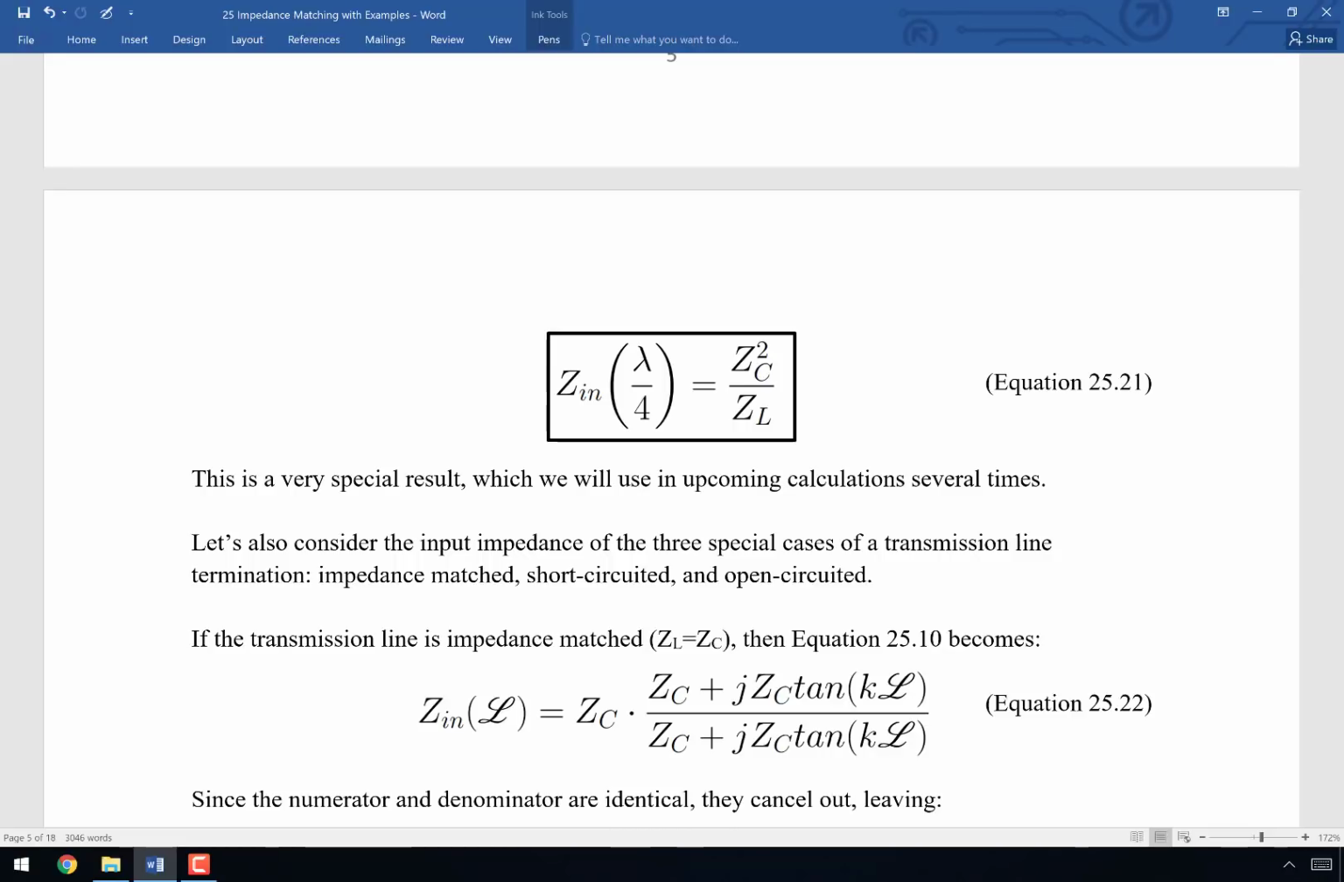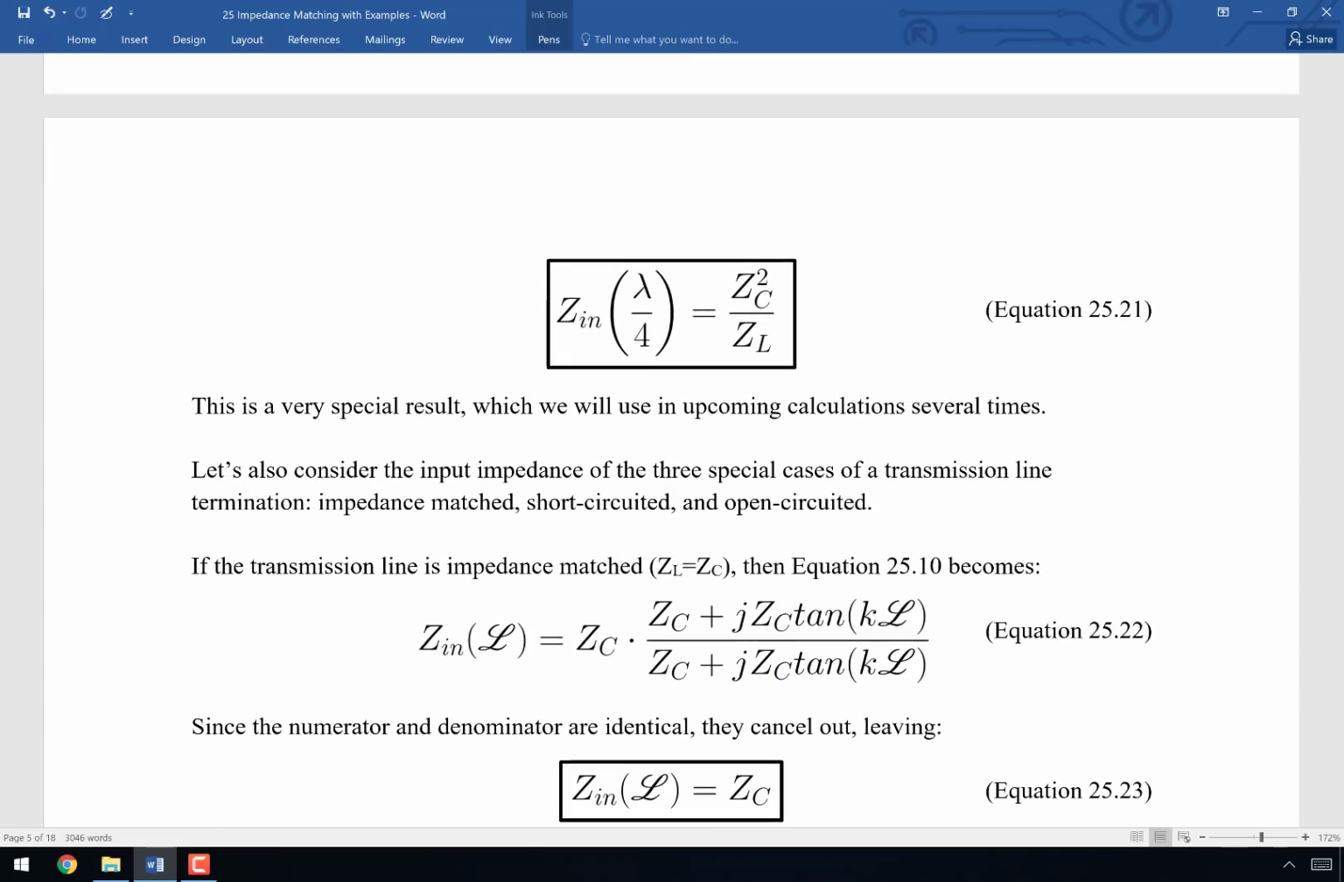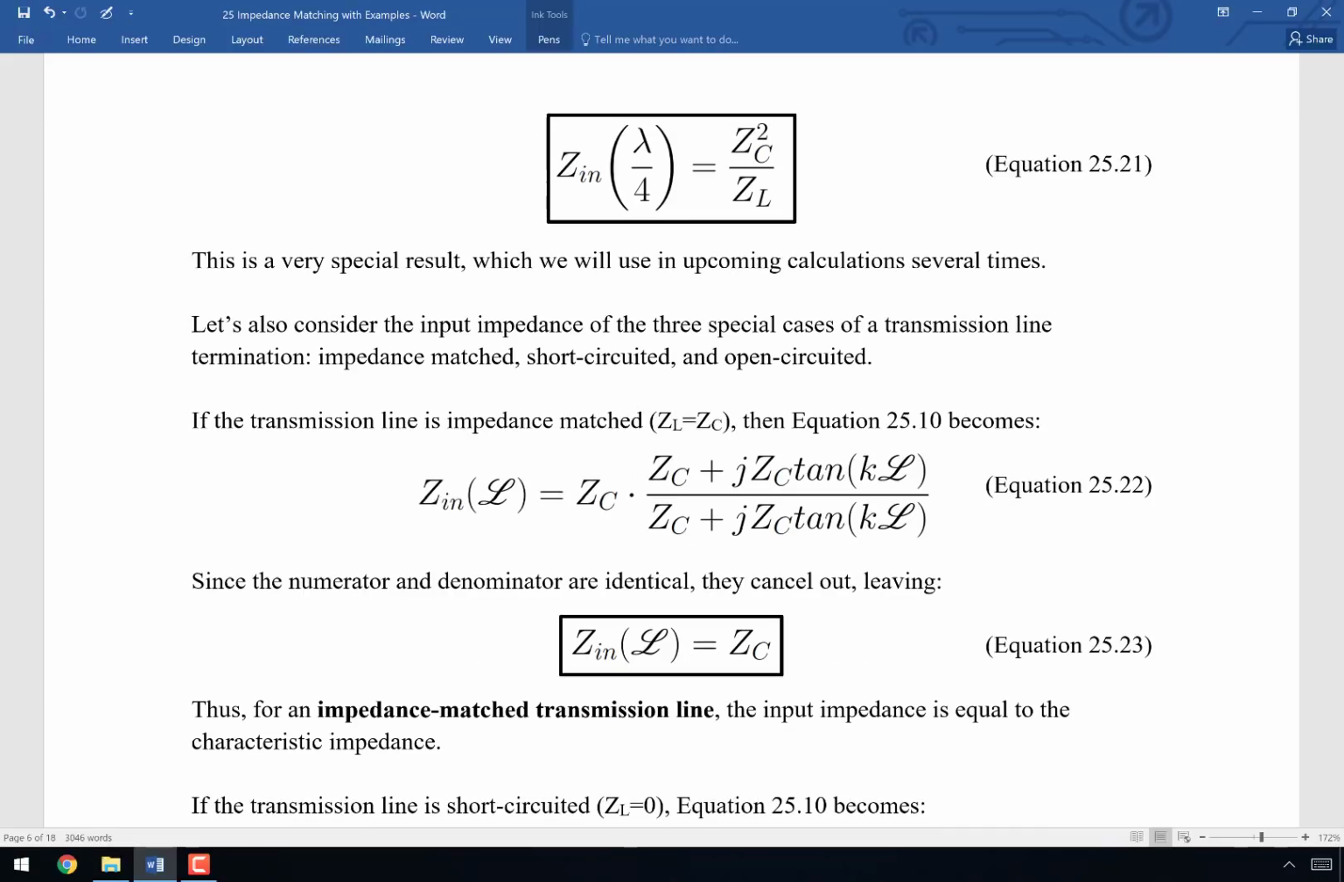And it may not seem particularly special or particularly helpful, but it will be very special and very helpful to us as we're moving forward. So while the input impedance of a line in general can be a pretty complicated equation, which often involves complex numbers, this one is completely real, and furthermore, it's very easy to calculate. So it's something that will be beneficial to us moving forward. Let's also consider two special cases.